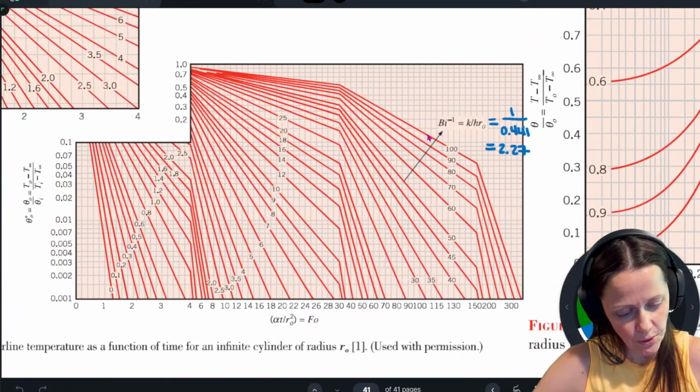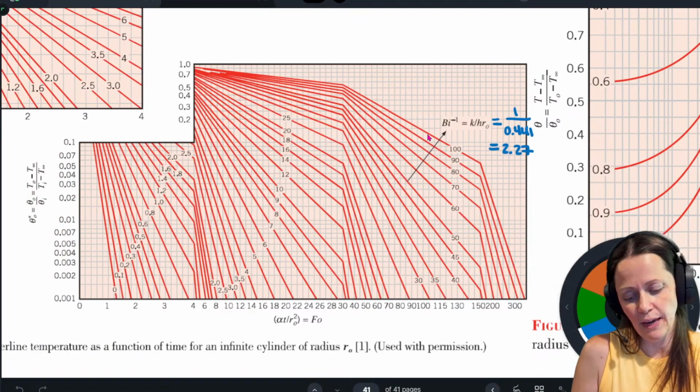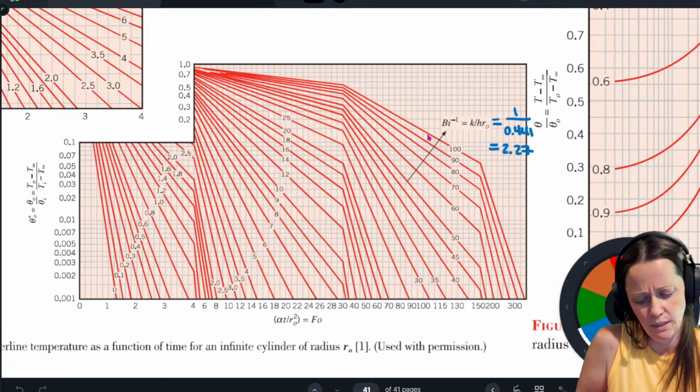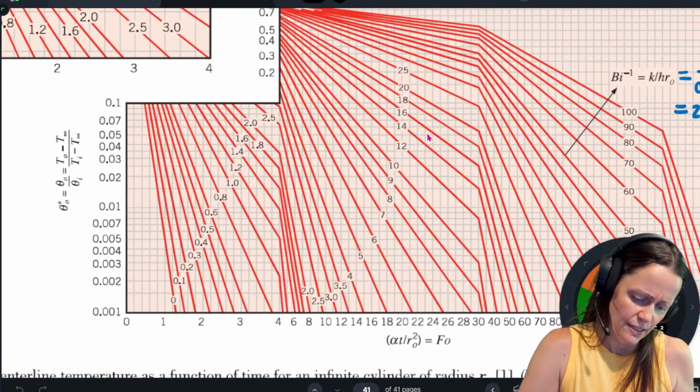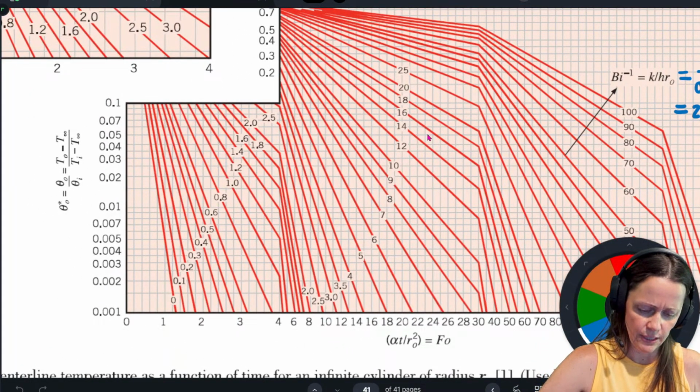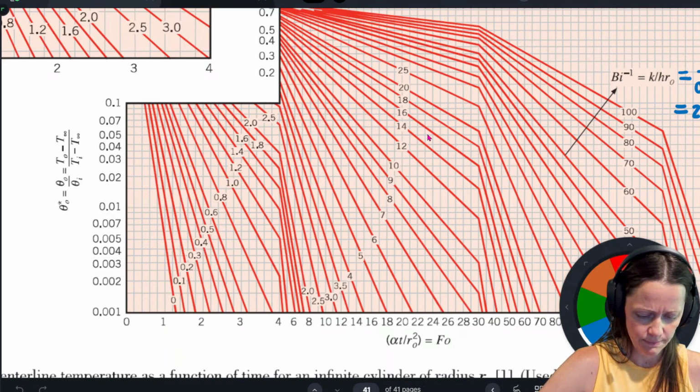All right, so I need that Fourier number. So let's see if I have enough information to maybe get what's on the y-axis here. So I have a T naught.